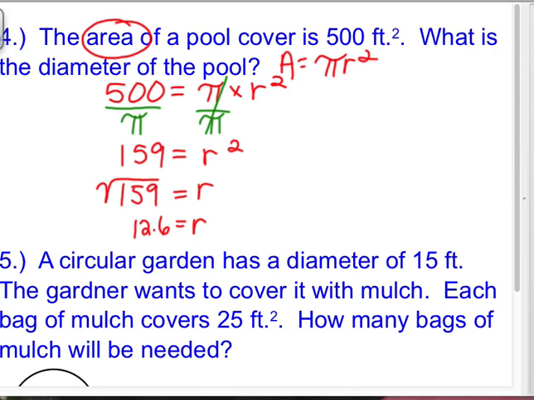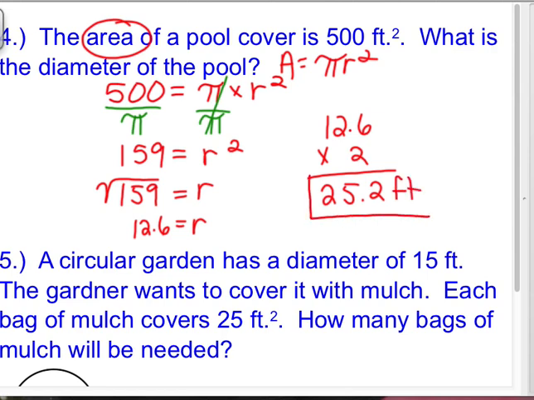Well, that means we have to take the radius times 2, because 2 radii make a diameter. So you're going to take your 12.6 times 2, final answer, 25.2, and we're measuring in feet. Final answer. That's your diameter. That means the pool is 25.2 feet from one side to the other. Did you follow all that? It's basically just solving an equation where we're solving for the radius this time.